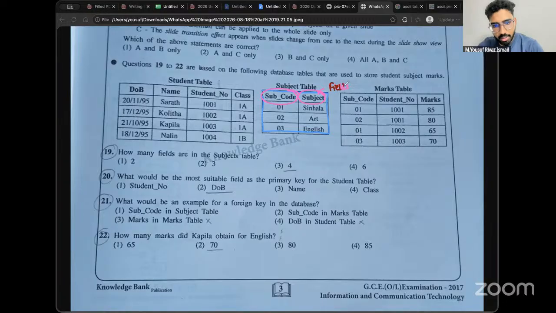In the subject table, we have 2 fields. Subject code is one field. Subject is another field. So the answer is 2. Is that clear?